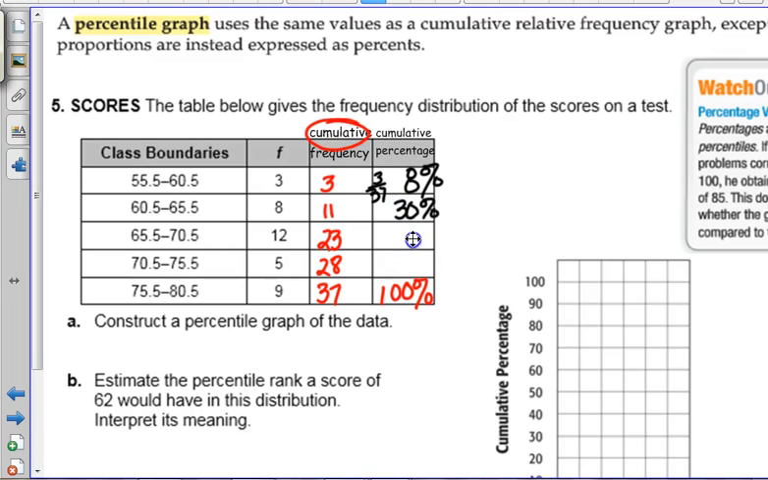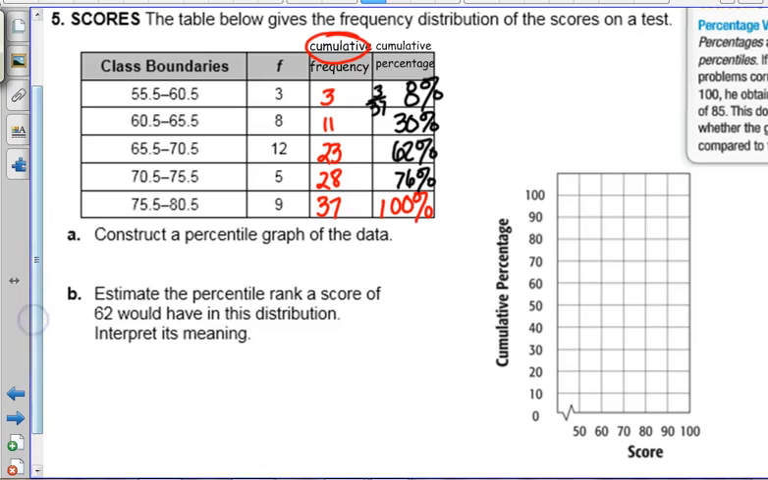23 divided by 37, 62. 28 divided by 37, 76%. Okay. Now we're going to graph these real fast.